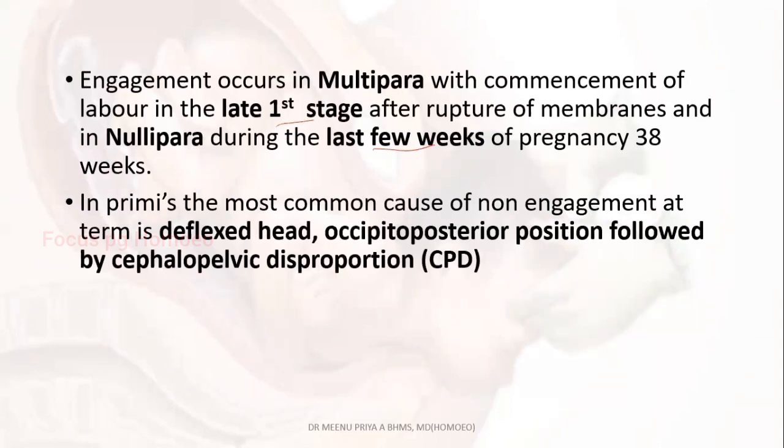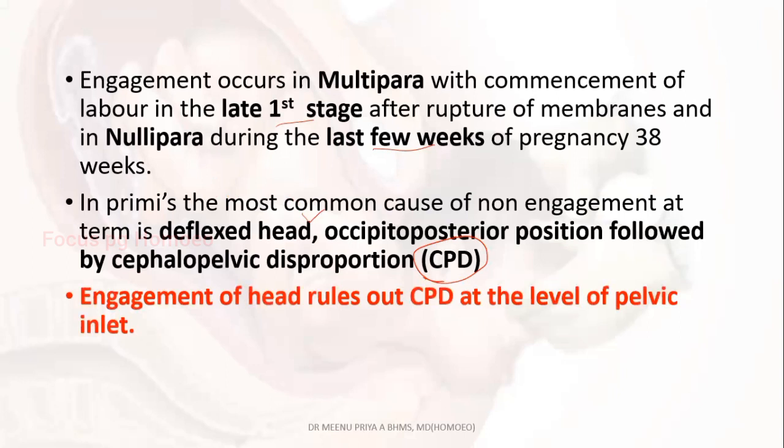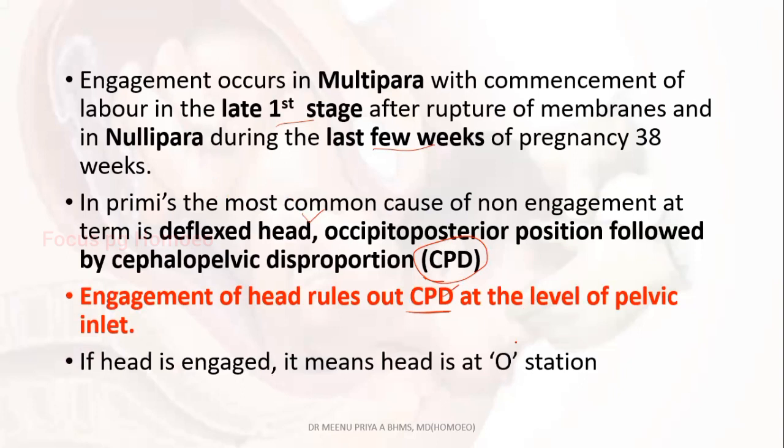In primigravidae, the most common cause of non-engagement at term is a deflexed head in occipito-anterior position, followed by CPD, cephalopelvic disproportion, which is one condition responsible for the non-engagement of the head. Engagement of the head rules out CPD at the level of the pelvic inlet. So one thing which rules out CPD is engagement of the head. And if the head is engaged, it means the head is at zero station. Stationing of the head assesses whether true labor or expulsion of the fetus is occurring properly or not. So if the head is engaged, it is at zero station.